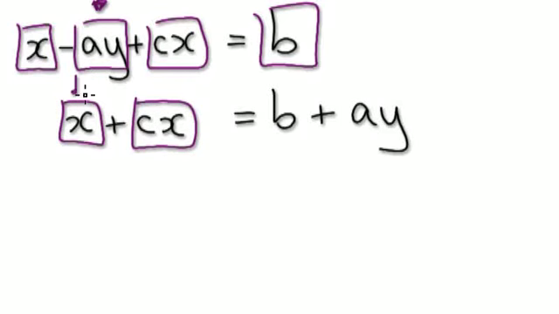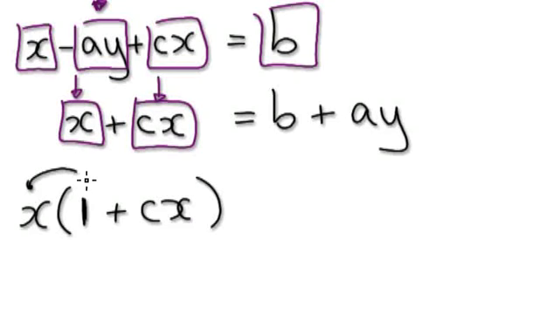Now factorize. x is in common here, x is in common here. To factorize this, you have to have the 1 in here. Because when you multiply this out, you're going to need a 1 in there. x times 1 will give you x. If you put a 0 here, x times 0, you're not going to have anything. So you're only going to get this term if you put the 1 in here.